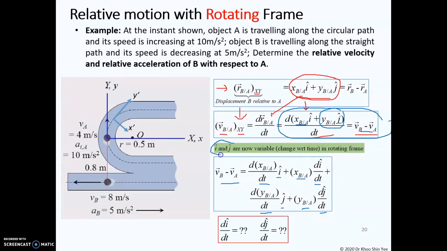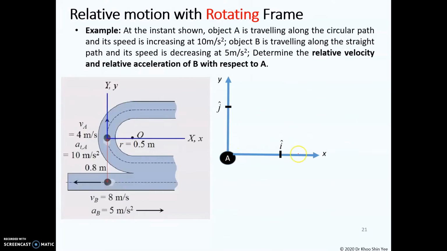Small letter i and j are the unit vectors in the rotating frame, and they can change with respect to time. For example, at this particular moment, your i and j are over here, but over some time when the thing moves to here, then you have i, j in different directions. In this case, di over dt and dj over dt are no longer equal to 0, and we need to find out what the answer for this is.